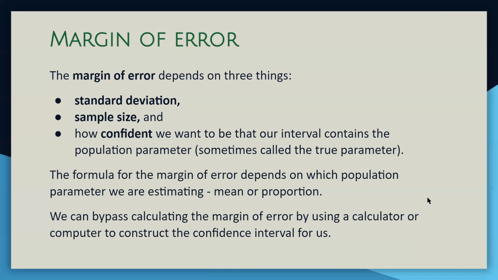The upside for us in 2023 is that we can bypass calculating the margin of error by hand by using a calculator or computer to do the entire confidence interval construction for us. So we won't need to look up z-values or t-scores. We won't have to calculate the margin of error by hand or add it or subtract it to our sample value. We're going to plug in the information given to us in the word problem, and the technology is going to construct the entire confidence interval for us.